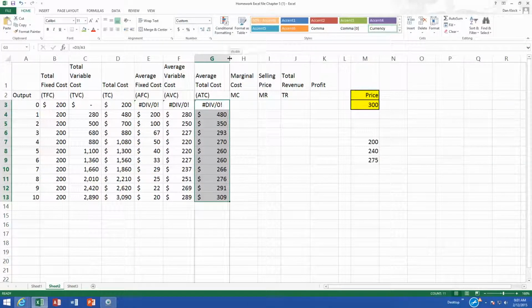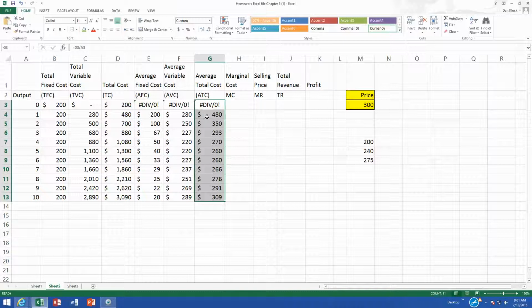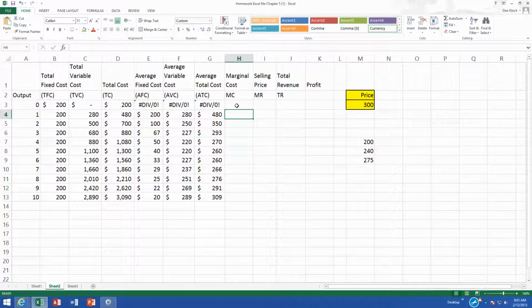So here is my, again, average total cost. So average fixed cost, average variable cost, average total cost. And we're going to use these values basically to see how much we should produce to do our profit maximization. But first we have to, of course, figure out our marginal cost. And marginal cost, again, is the cost for each additional unit created.